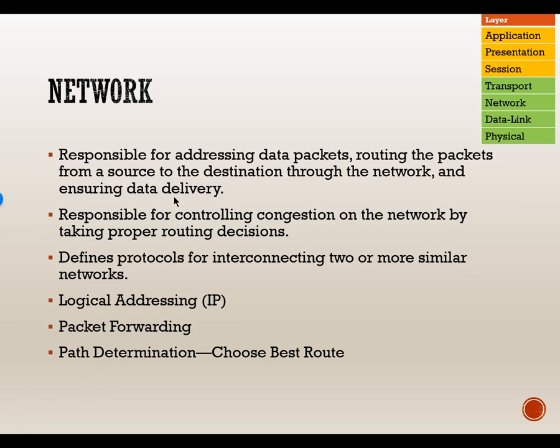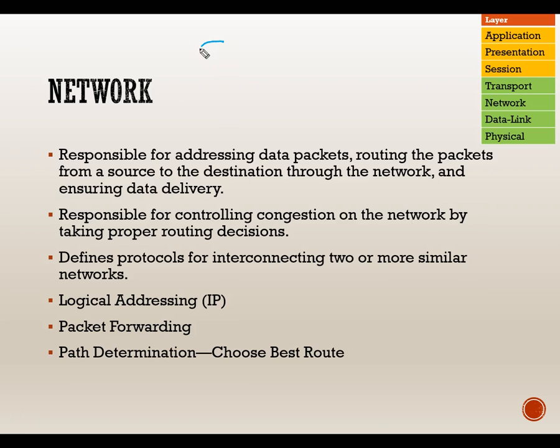So it's responsible for routing the packet. We're talking about routers here, routing from source to destination through the network and ensuring data delivery, controlling congestion on the network by taking proper routing decisions. A path can be marked as congested, so we can control what goes when, and what path it may take. There may be multiple paths to allow a device to get from one location to the other.